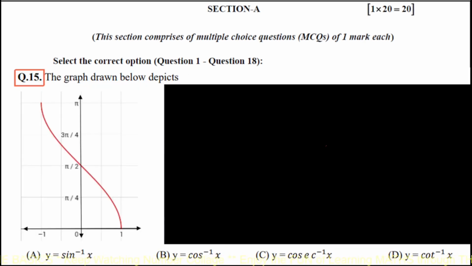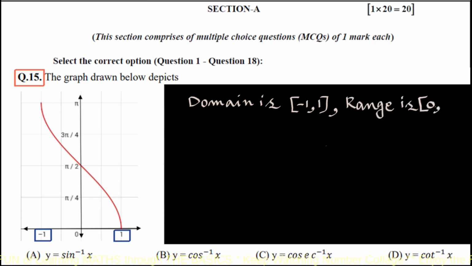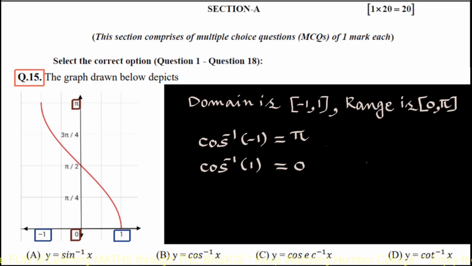Question 15. We have to recognize the function of which the graph is depicted here. For this function, the domain is the closed interval minus 1 to 1 and the range is the closed interval 0 to pi. Here in the four options, only inverse functions are given, and we know that cos inverse of minus 1 is pi and cos inverse of 1 is 0, which satisfy the domain and range. This graph must be of the function y equals cos inverse x. So the correct answer option will be B, y equals cos inverse x.